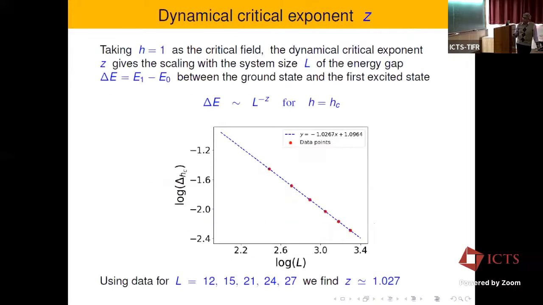Okay, so the first thing we looked at is the dynamical critical exponent, z. Here we are sitting exactly at h equals 1, and then we look at this gap between the ground state and the first excited state, which is threefold degenerate. We looked at that gap, let me call that delta E, and we see how it scales with the system size. So we are sitting exactly at the critical point. This is the scaling, and you find that z is about 1.027. So we take that as z equals 1. So the dynamical critical exponent seems to be 1.